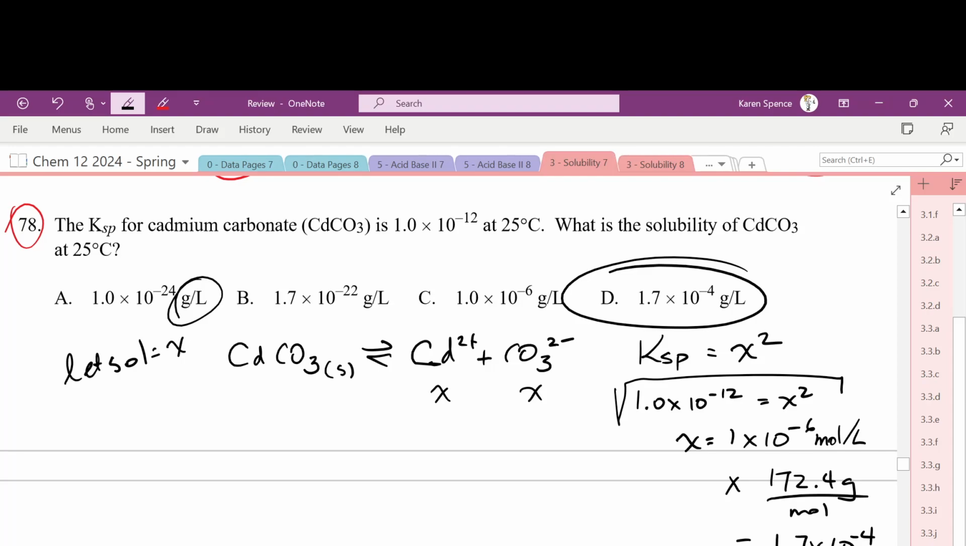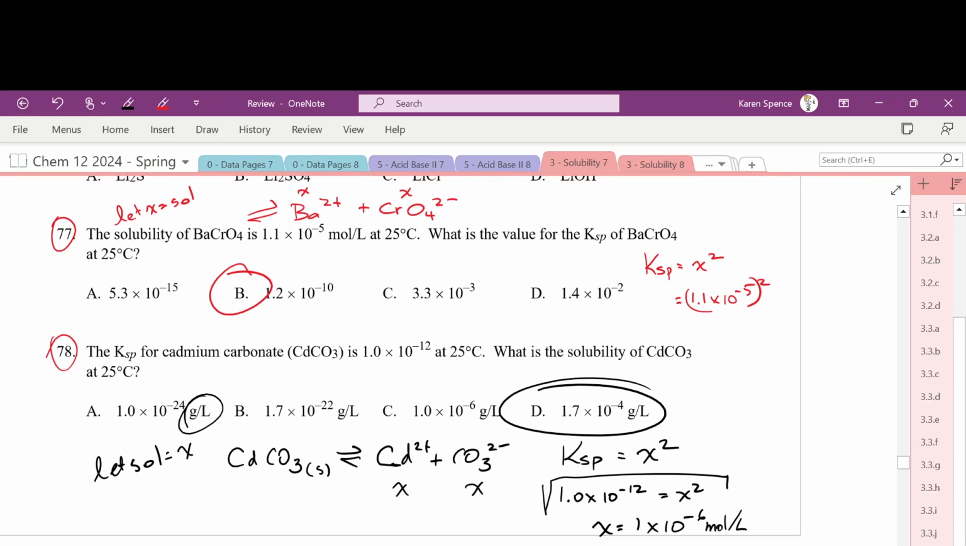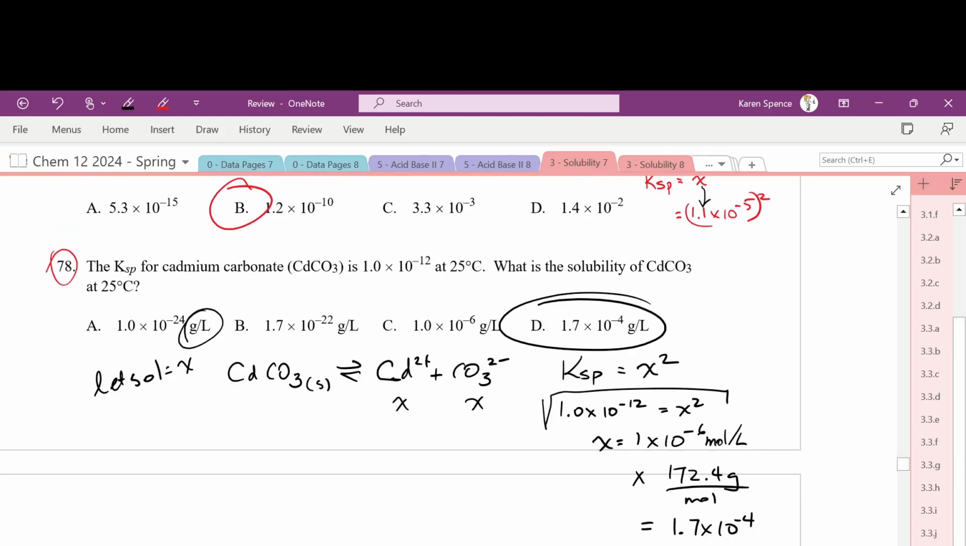For this one, we can square it, and then the other one we can square it. Because for this one, we're given the solubility and asked what the value of KSP is. So we're substituting for X because we know what the solubility is. For this one, we're finding the solubility, so we're solving for X. So it just depends what you're substituting for and what you're solving for. Yeah, that's right.